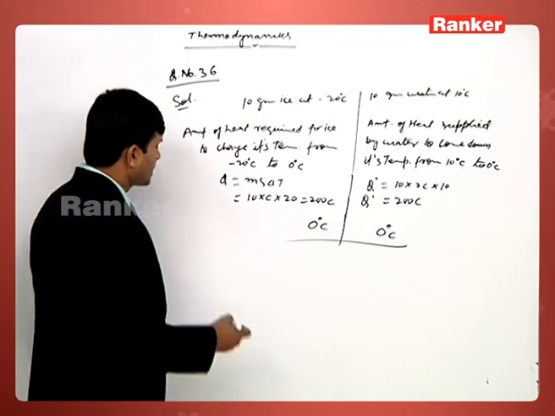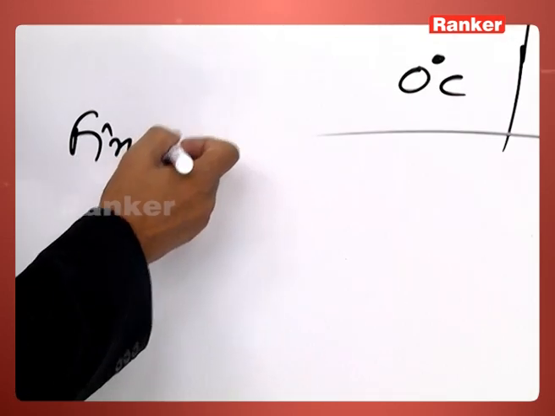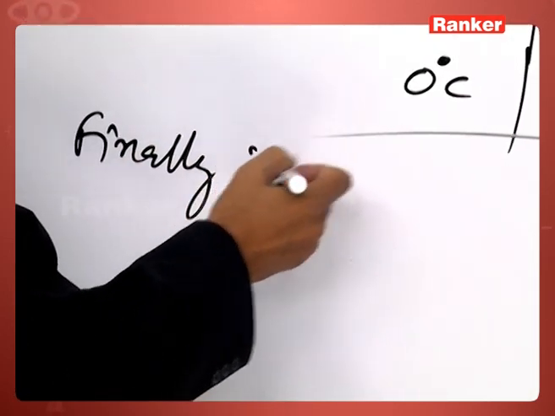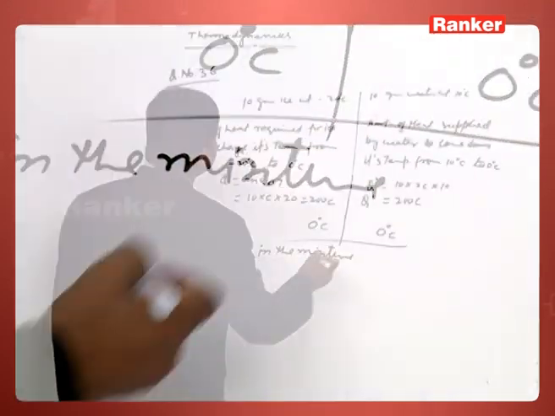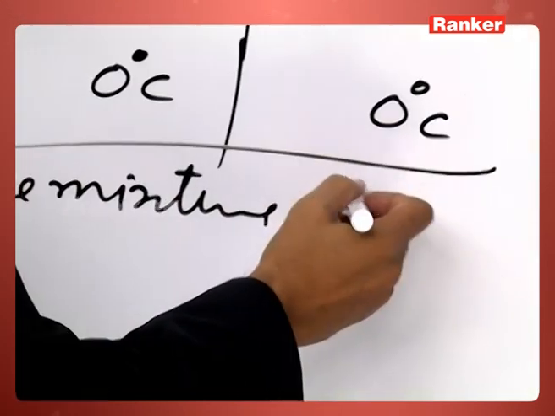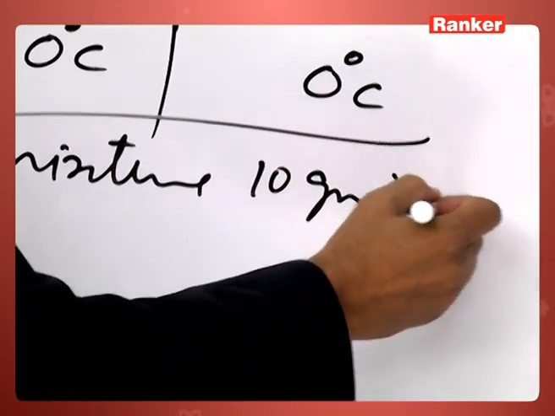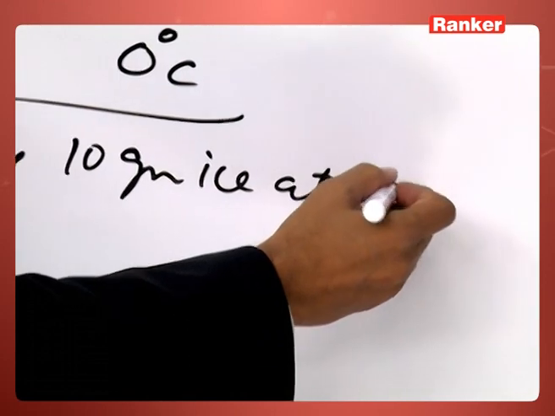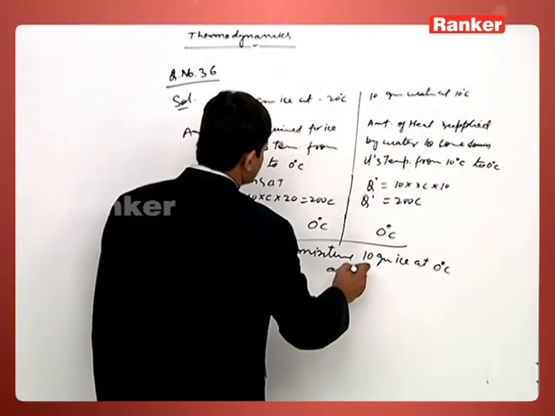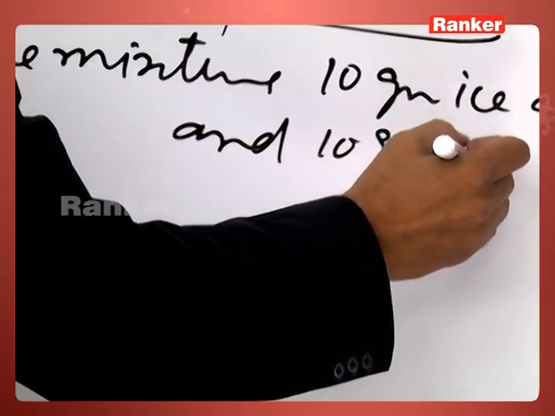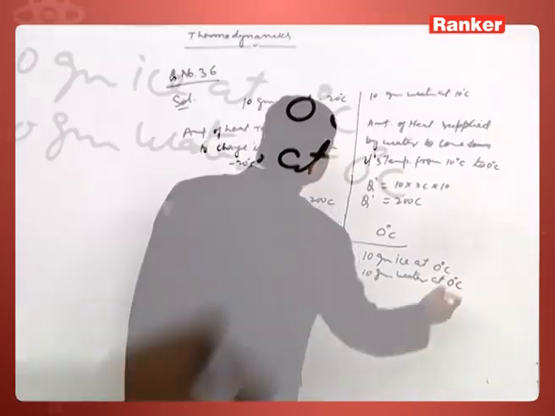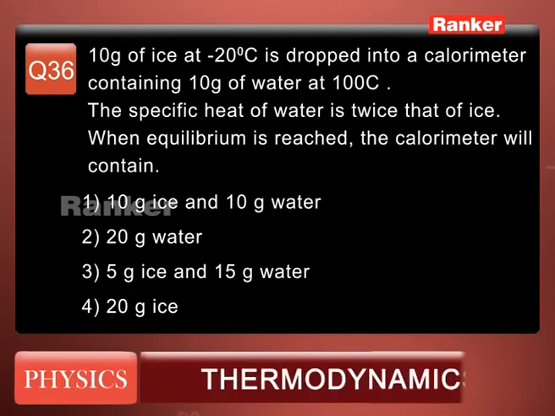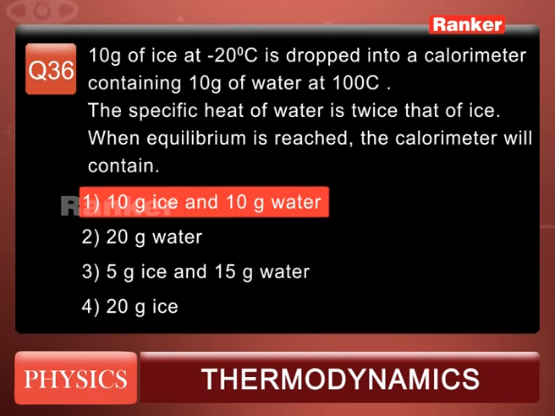So finally, in the mixture there is 10 gram ice at 0 degrees Celsius and 10 gram water also at 0 degrees Celsius. So our answer is option number 1, the correct option.